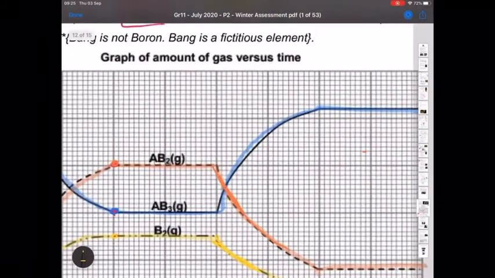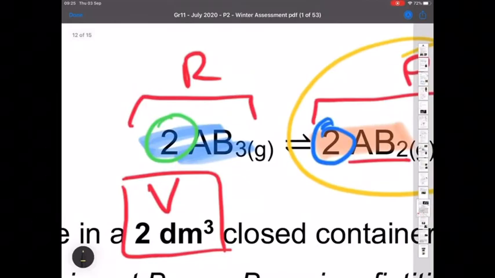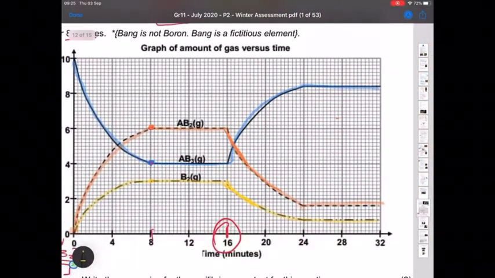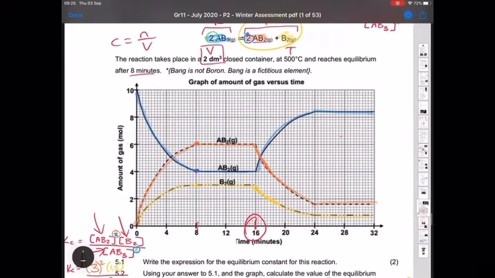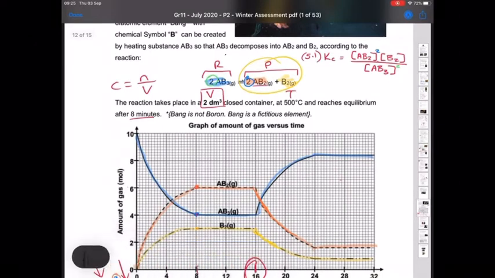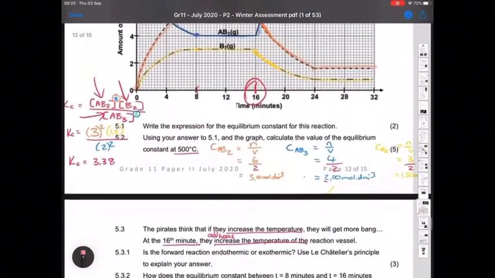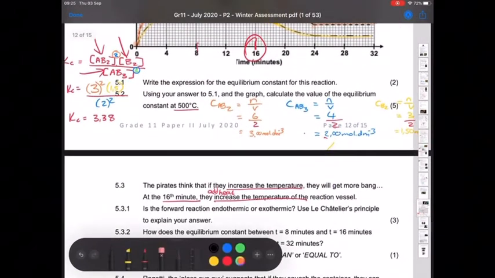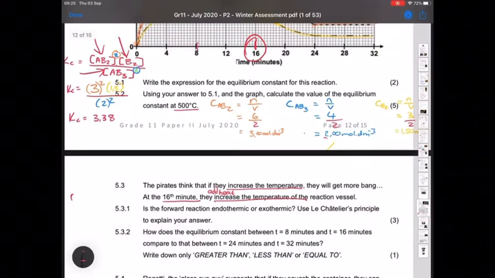If the blue line goes up, remember the blue represents reactants, so we're going to get more AB3. It means that that concentration is increased. Which reaction, the forward or the reverse, would make more blue? Well, the reverse reaction would make more blue. The reverse reaction makes more AB3. So if the reverse reaction was favored by adding heat, let's write that down quickly. Increase the temperature, add heat, favors the reverse reaction.